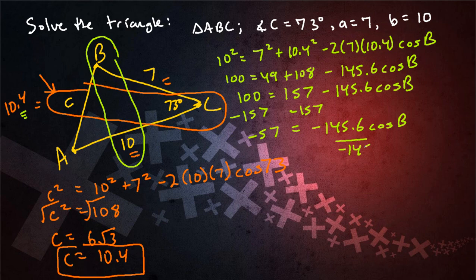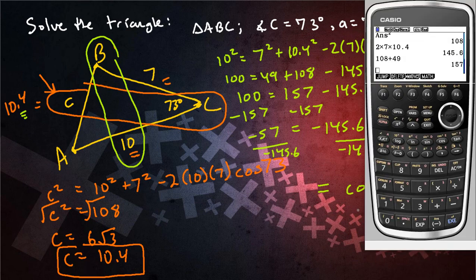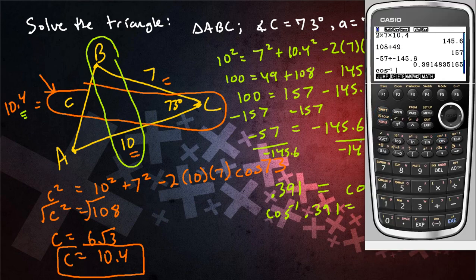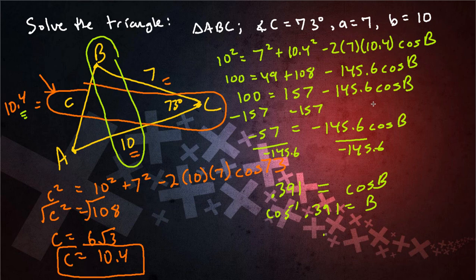Divide by this negative 145.6, both sides. So we have cosine B equals negative 57 divided by negative 145.6. All right, 0.391. I'm looking for an angle, so I'm going to do an inverse cosine. So inverse cosine that. 66.95, so about 67. So angle B is 67 degrees.